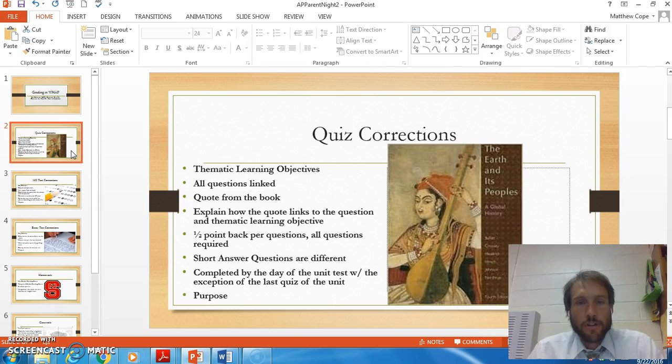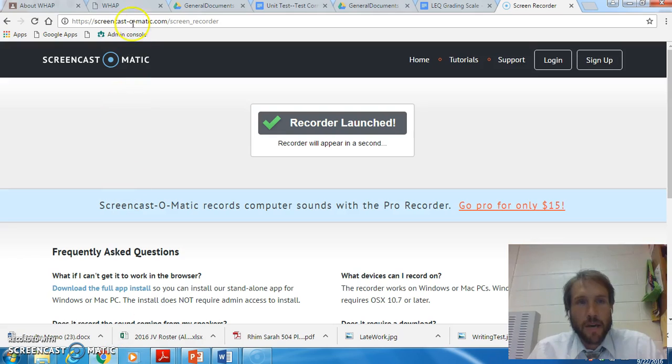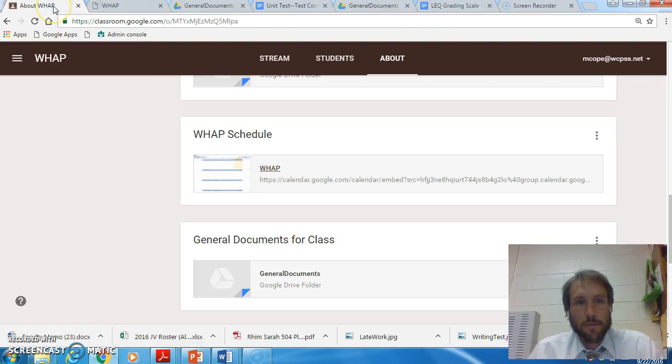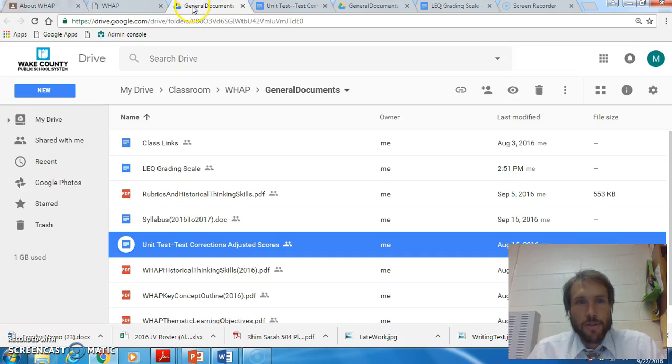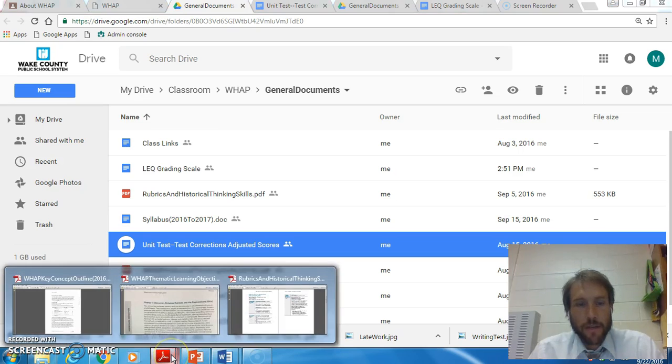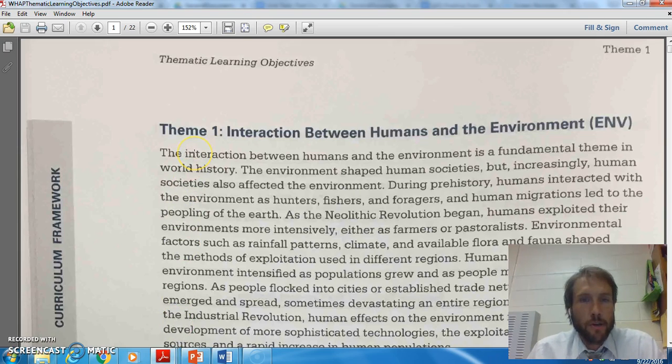The way quiz corrections work is you need to take the thematic learning objectives. You can find the thematic learning objectives by going to the class website and then clicking on the About page and then clicking here where it says General Documents for the class. When you do that, you'll go into the folder and you'll be able to see right here at the bottom where it says Thematic Learning Objectives. When I click on that link, it'll take me to the thematic learning objectives for the class.